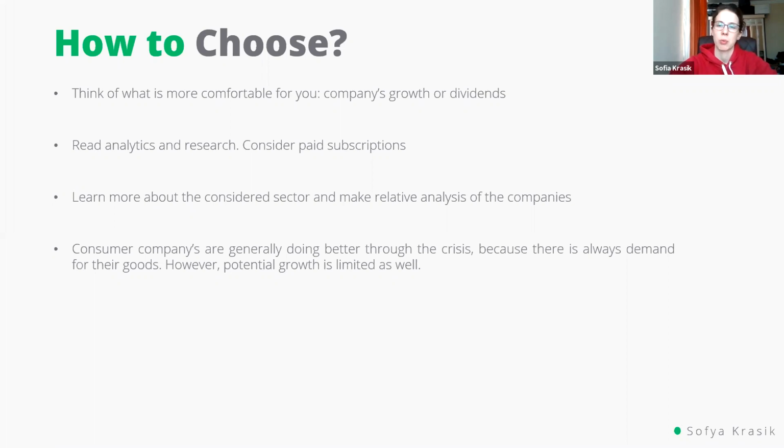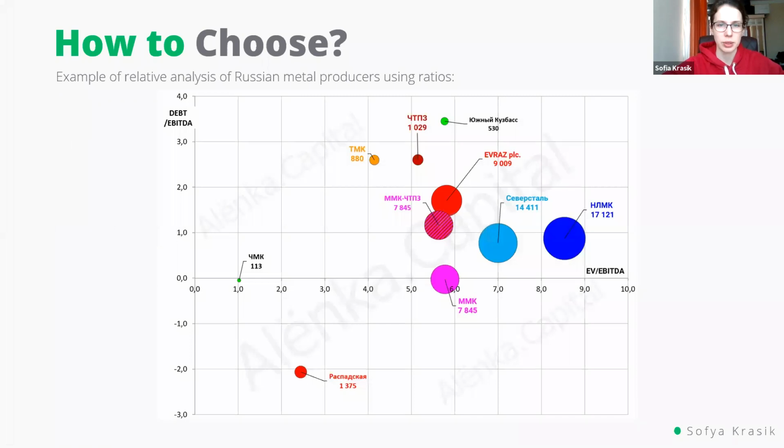So when there are consumer goods, they are generally considered more protected from crisis. But on the other hand, people will probably never need 10 times more food than they do, so potential growth is limited as well. I find this point useful, so I decided to tell you. This is, by the way, one example from exactly the paid analytics, and I find this analysis quite deeper than what you can usually see for free or on public websites.